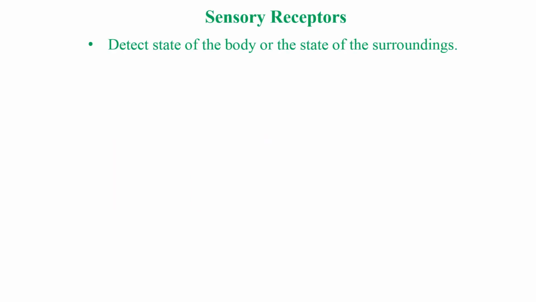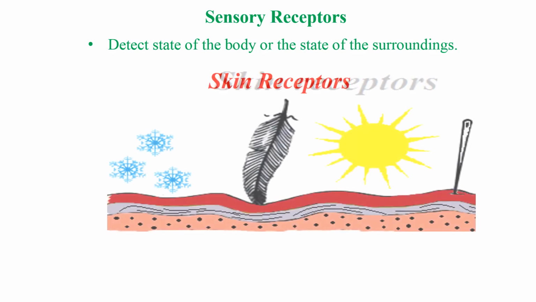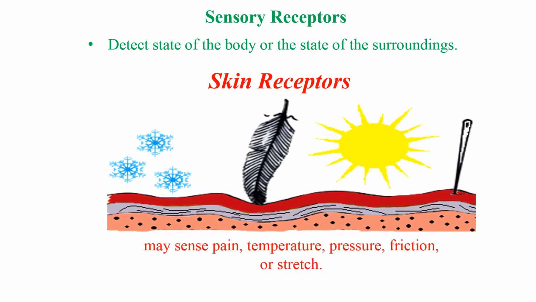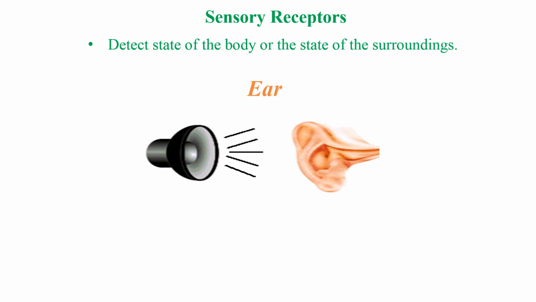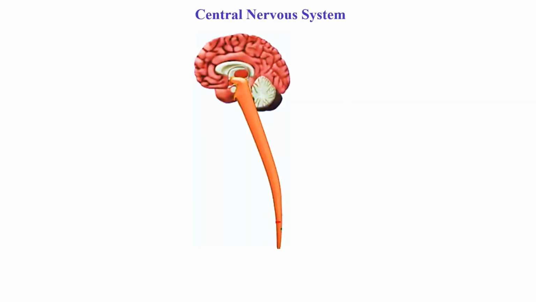Sensory receptors detect state of the body or state of the surrounding. For example, skin receptors may detect pain, temperature, pressure, friction, or stretch. Eyes are the sensory receptors that give visual image of the surrounding area. Ears are also sensory organs that detect sound. All stimuli are transmitted to the central nervous system.